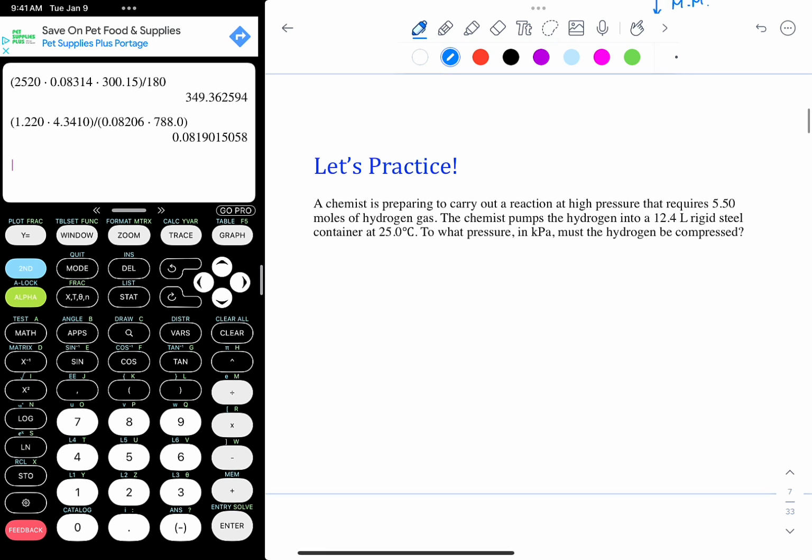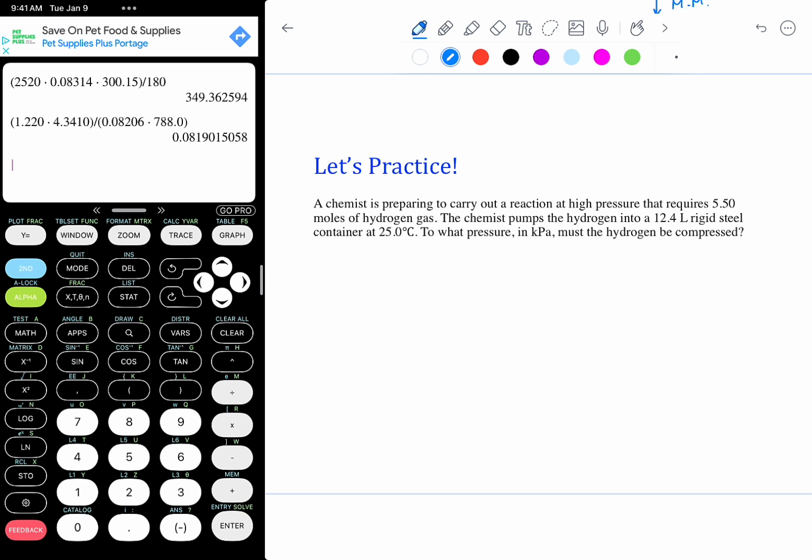Let's do another one. A chemist is preparing to carry out a reaction at high pressures that requires 5.50 moles of hydrogen gas. The chemist pumps the hydrogen into a 12.4 liter rigid steel container at 25.0 degrees Celsius. To what pressure in kPa must the hydrogen be compressed?